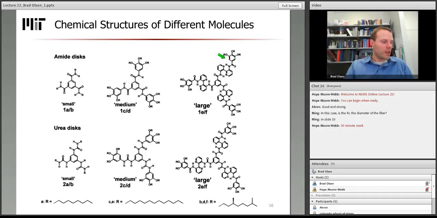And so what you'll see on the next slide is that we'll look at a few materials in particular and compare some of the effects of structure. So one of the molecules that's going to be of interest is molecule 2D. Molecule 2D has this medium-sized urea core, and then it has this branched alkyl side chain. We'll also look at molecule 2F, which has the large core and the branched alkyl side chain. And then we'll look at molecule 1D, which has the medium amide core and the branched alkyl side chain.